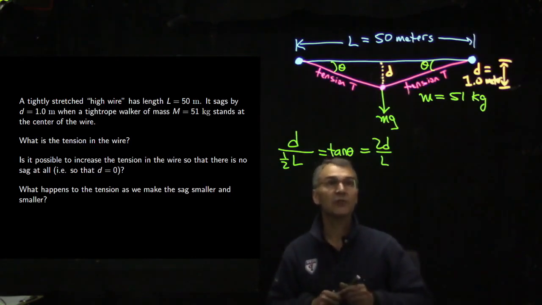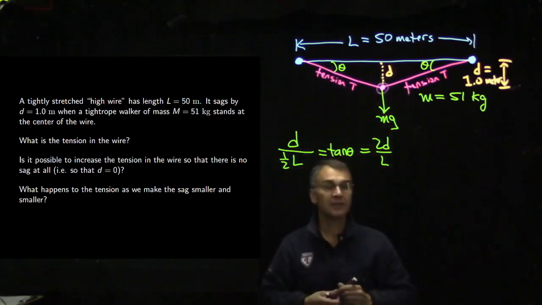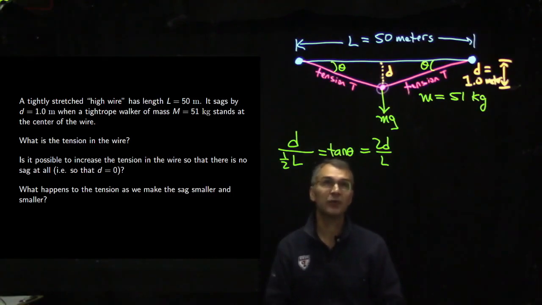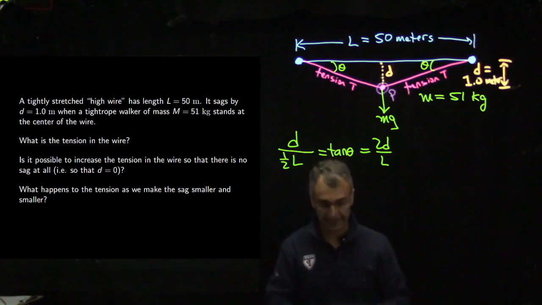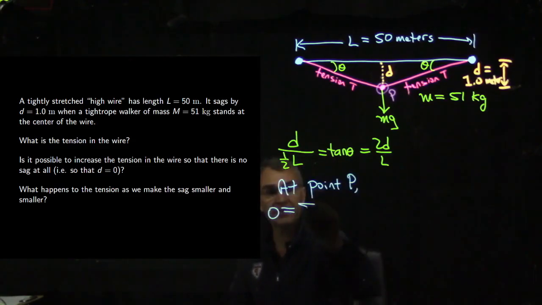Then I claim that to solve this problem, we want to write the equilibrium equations. Well, actually, all we really have are forces. We want to write the two force equations for this point. Maybe I'll call it the point P, for the point P where the person is standing. Let's try that. So at point P, let's say point P is in equilibrium.